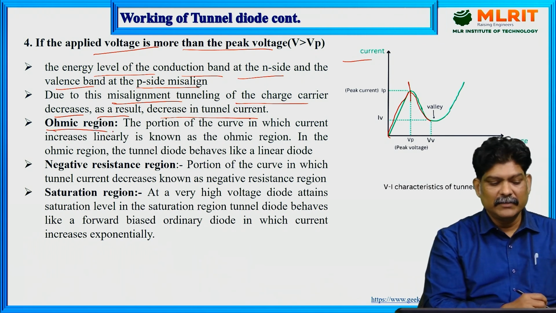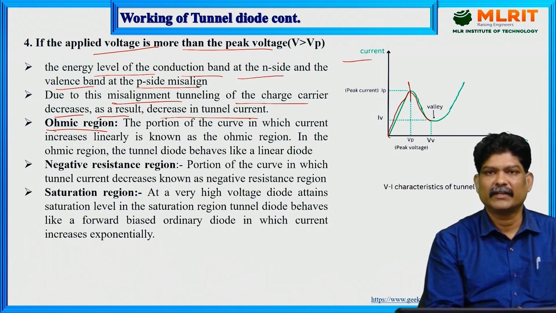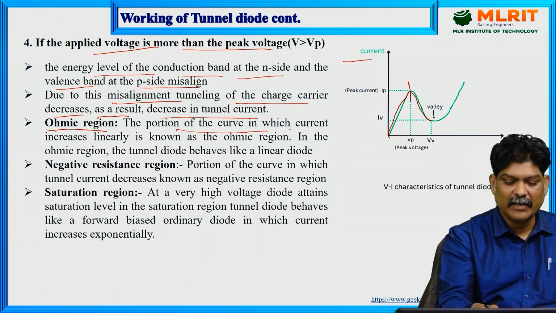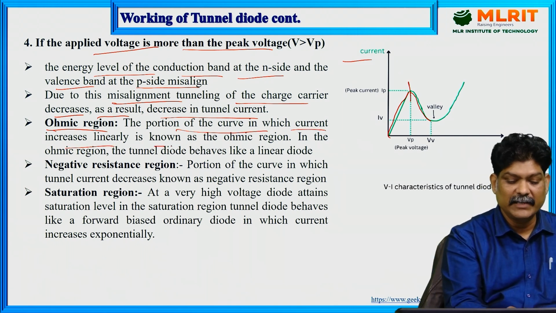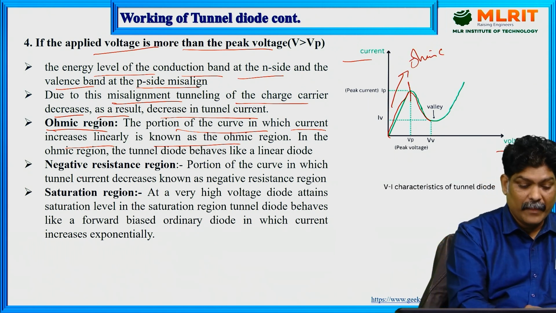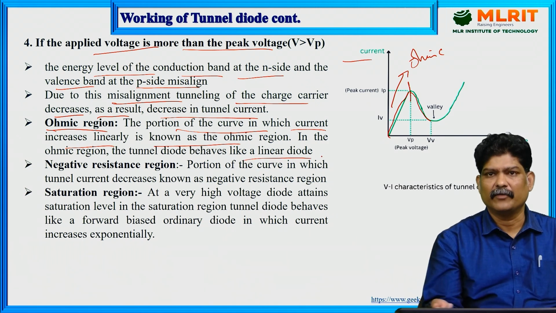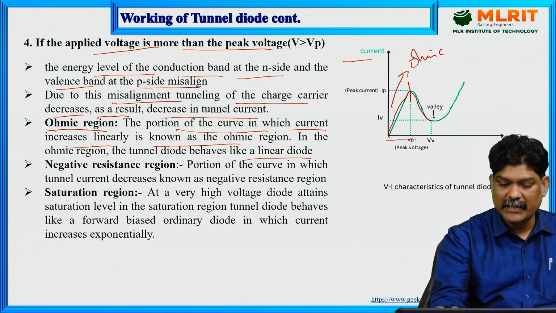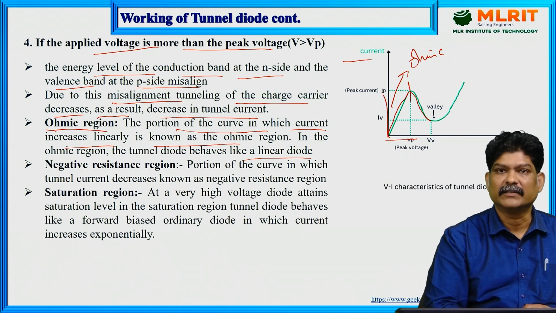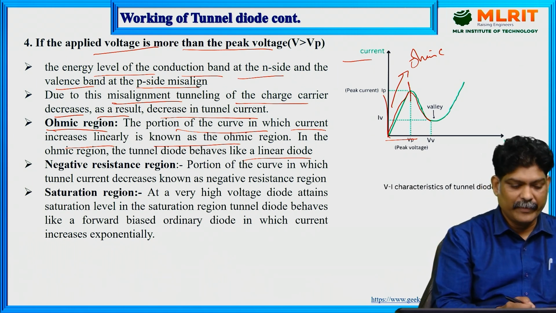There are three regions we can observe from the characteristics of the tunnel diode. The portion of the curve in which current increases linearly is known as the ohmic region. This is your ohmic region. In the ohmic region, the tunnel diode behaves like a linear normal diode, because as voltage increases, current also increases. It looks like the normal VI characteristics of a normal PN junction diode.